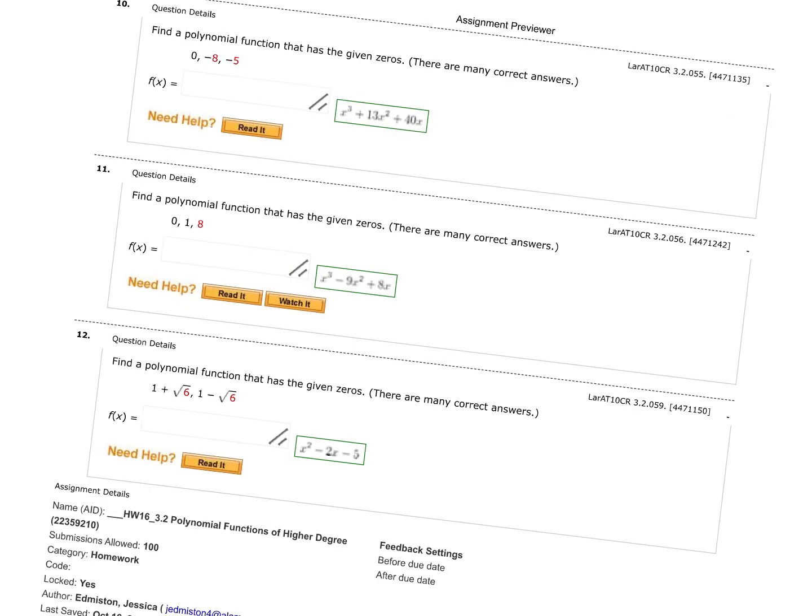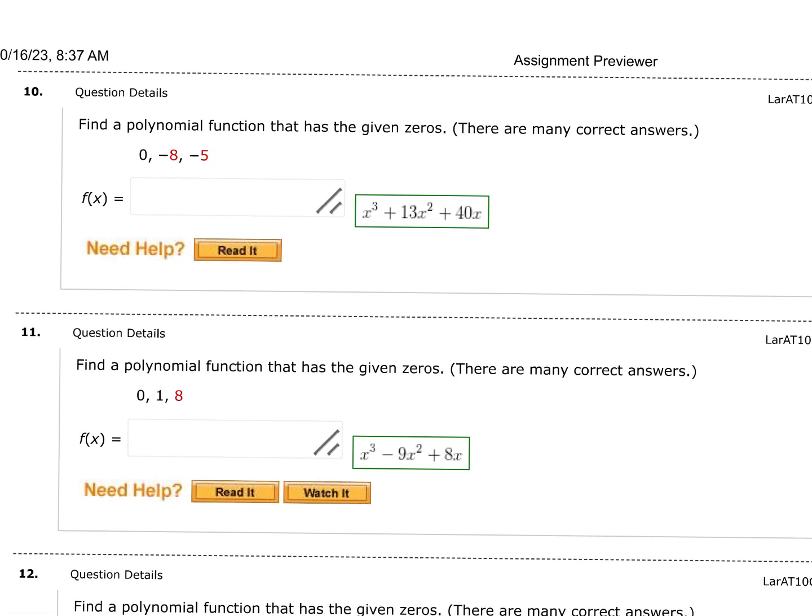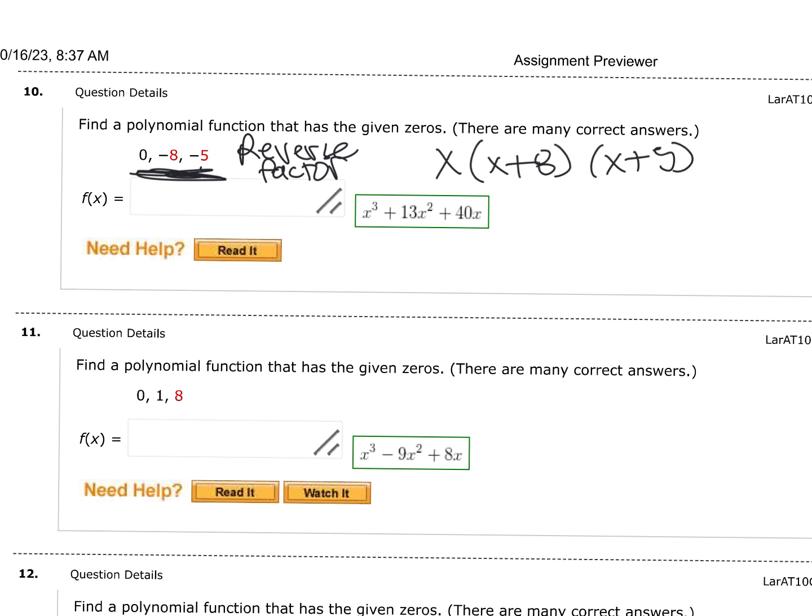Let me zoom in here. All right, so it says find a polynomial function that has the given zeros. And we have 0, negative 8, and negative 5. Okay, so this is kind of fun. We are going to reverse factor in a way, because for it to be a 0, at one point it was just an x. And for it to have a 0 at negative 8, it used to be x plus 8. And then for it to have a 0 at negative 5, it used to be x plus 5, right? That's how the signs change. So now I can just multiply this out.